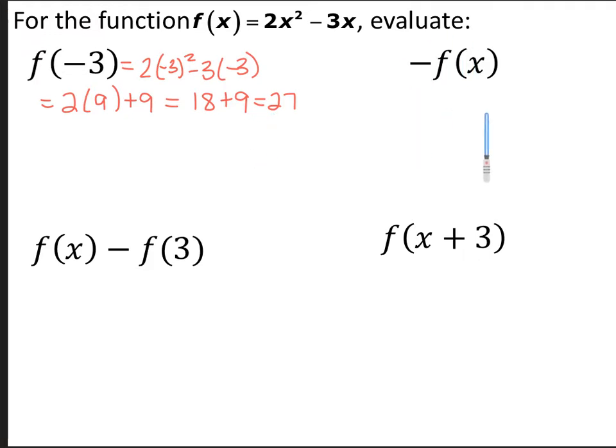If you have something on the outside of your f of x notation, that means it's being applied to the entire function. So you want to multiply the entire function by a -1. So go ahead and pause the video and simplify that.